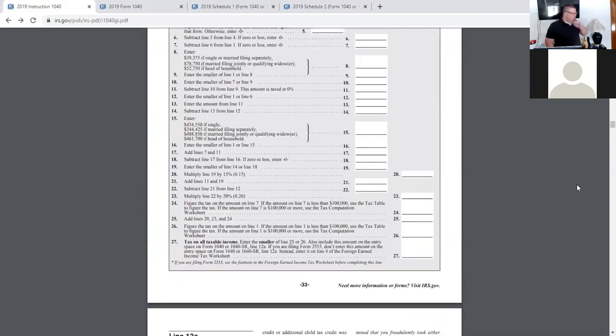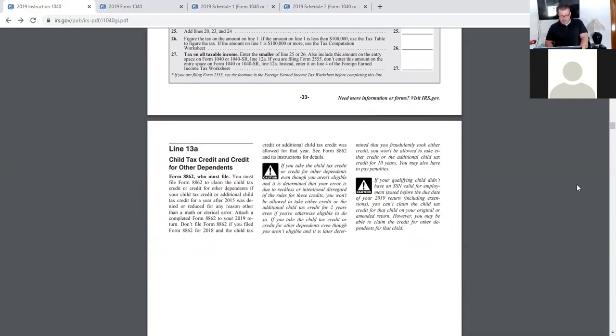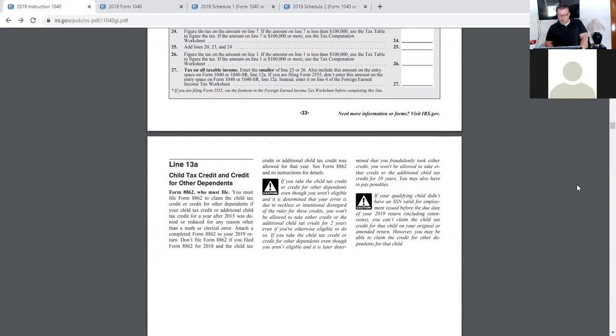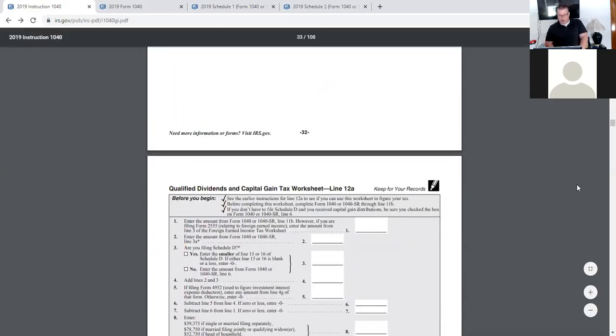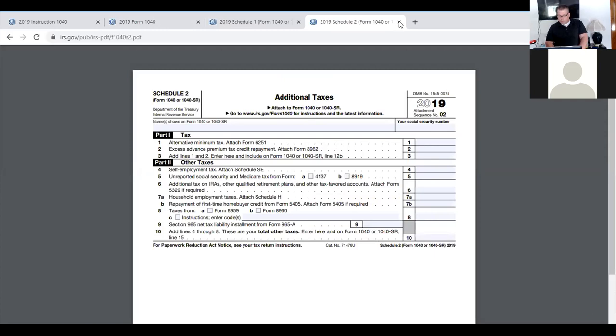So I don't see any reason that we need to do Schedule 2, to be honest. So going back to Schedule 2, if I can, self-employment, no unreported Social Security or Medicare, no additional tax on IRAs. So it doesn't look like we have to do any of this right here. So Schedule 2 is a bust. We don't have to do any of it. So I'm just going to close that out.